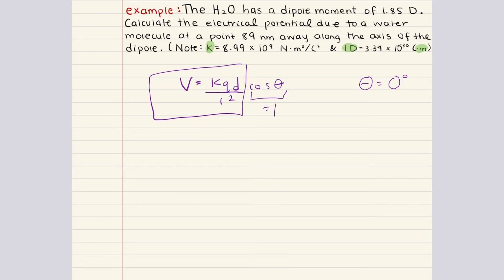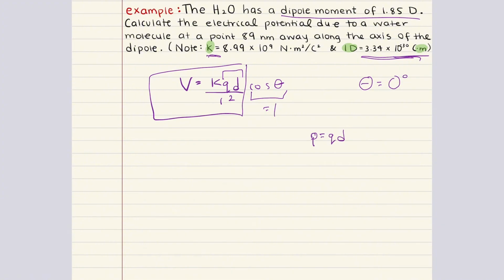We're given K in the problem. This is Coulomb's constant. We're also given QD. We're told that the dipole moment is equal to 1.85 debye. Dipole moment P is equal to QD. So this QD value is equal to 1.85 debye. And we have the conversion to change it from debye to Coulomb times meter so that the units appropriately cancel out with Coulomb's constant. And then we're also given R, 89 nanometers away. We also want to convert this to meters so our units match up and cancel out appropriately.